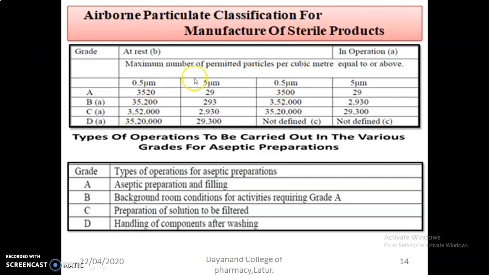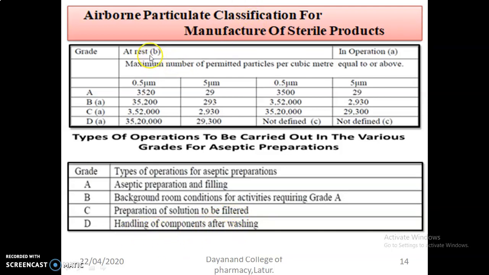As you can see in this chart, the different grades are there. Grades are for the respective operations. A: aseptic preparation and filling. B: background room conditions for activities requiring grade A. C: preparation of solution to be filtered. D: handling of components after washing.